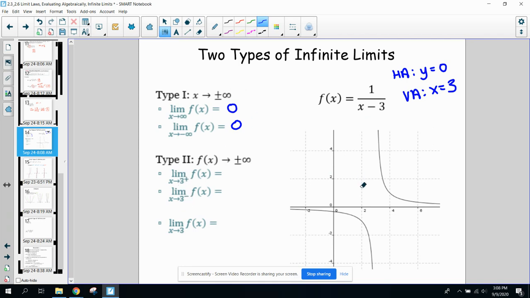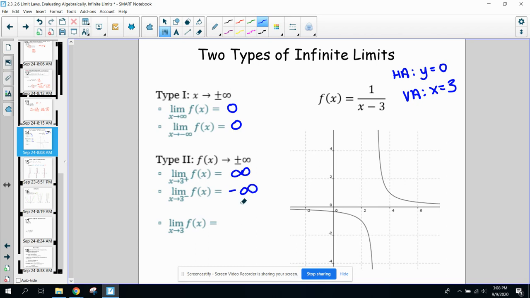So if we look at our graph, as x approaches 3 from the right, so here's the right-hand side, as we approach 3, our graph is going up, up, up, right? So it's approaching positive infinity. As x approaches 3 from the left, so here we come from the left side and we're approaching 3, it's going farther down. So that's approaching negative infinity.